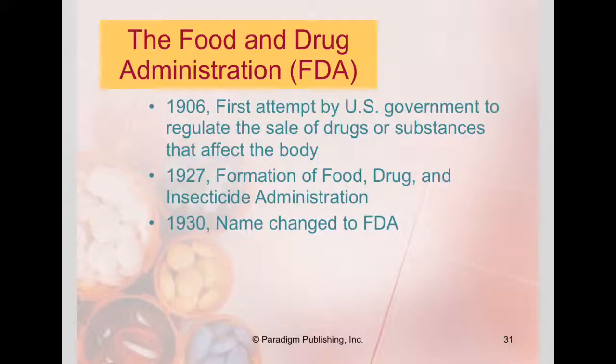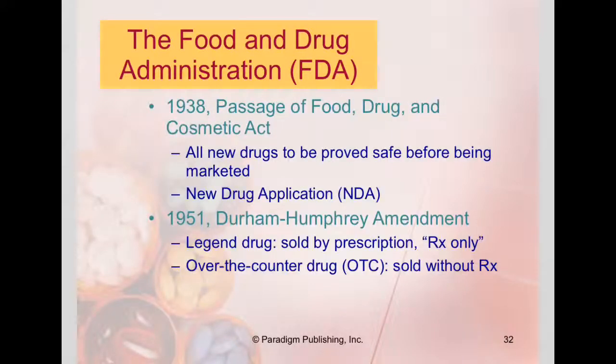In 1927, there was the formation of the Food, Drug, and Insecticide Administration, and in 1930, the name was changed to the FDA, and that's how we know it still today. In 1938, the passage of the Food, Drug, and Cosmetic Act was happening. All the new drugs had to be proven safe before being marketed, and the new drug application was in effect. You had to fill that out to be sent to the FDA so they can go through trials and all of that so they can approve your drug.